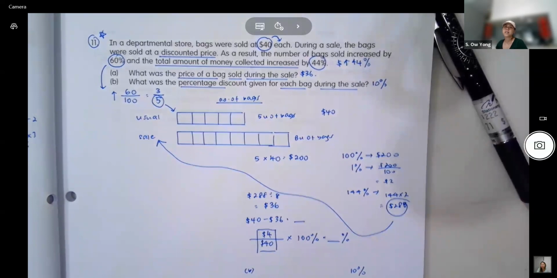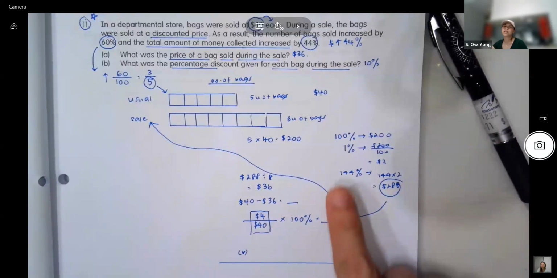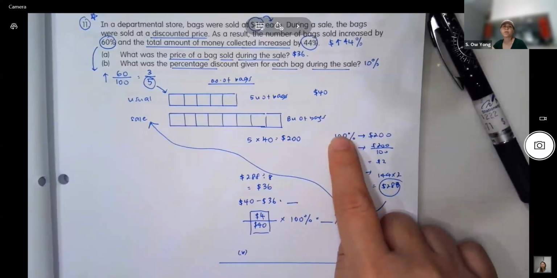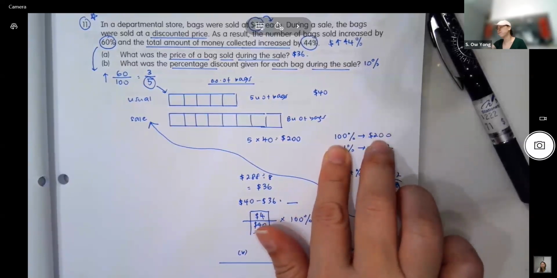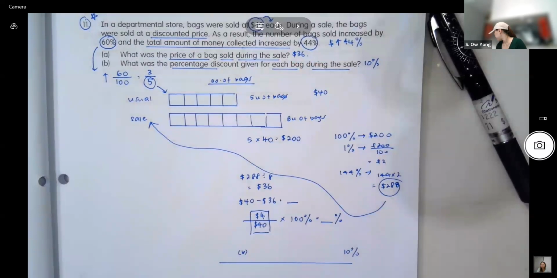The difficulty is this part here. How do I equate the 100% to $200? It's because they say the total amount increased by 44%. Okay, that's all for practice 2. I will see you again for practice 3.